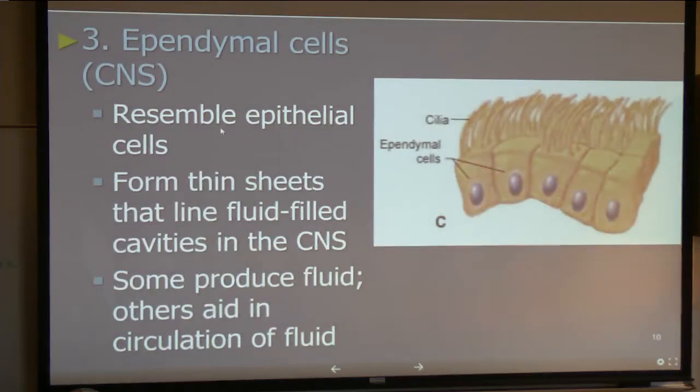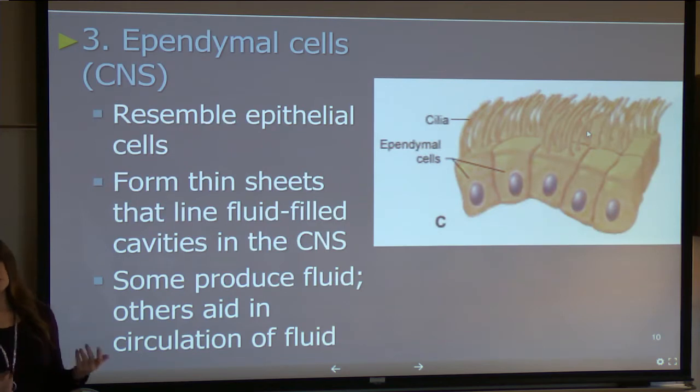The next one we call ependymal. And with ependymal, hopefully the first thing that pops into your head is epithelial, because they look like epithelial cells and they kind of act like epithelial cells too. These are associated with the central nervous system. If you look at them, they really do look like epithelial cells, because they look like elongated cuboidal cells with some cilia on them.